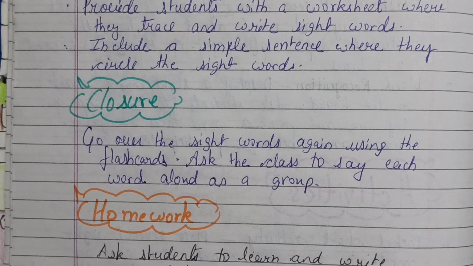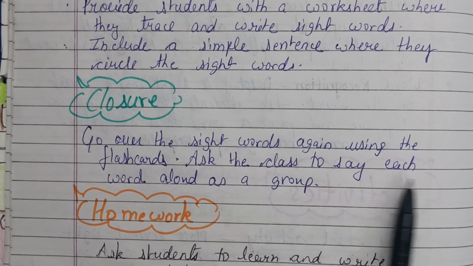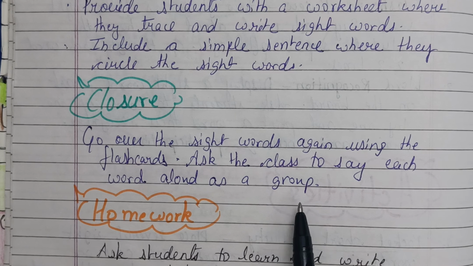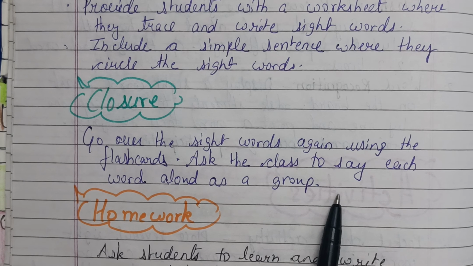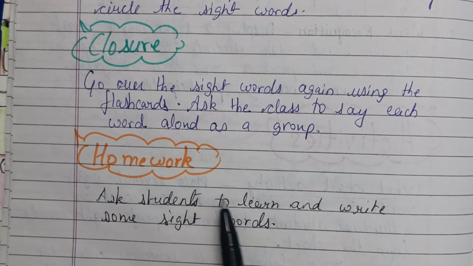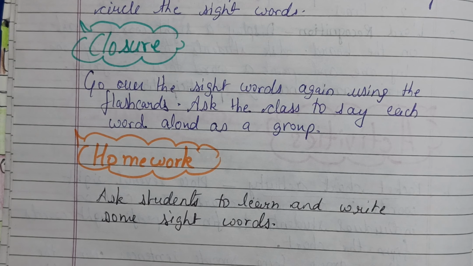Now for the closure, go over the sight words again using the flashcards. Ask the class to say each word aloud as a group. So you can show one by one sight word by using flashcard and ask students to say that sight word. Next, last is homework. So for homework, you can ask students to learn and write some of these sight words.